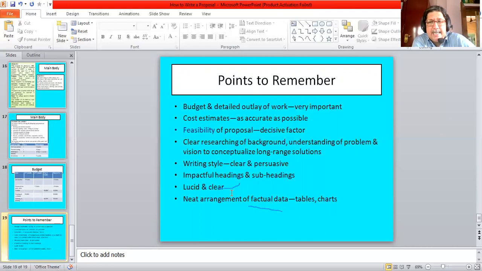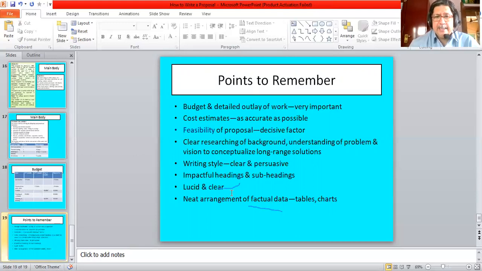And as I have already said, the feasibility is the decisive factor in the proposal. So proposals, in order to be successful, need to be viable and feasible. A good research into the background, understanding of the problem, and the vision to offer both short-term and long-range solutions are valuable qualities in enriching a good proposal. Also, the writing style needs to be clear and persuasive.